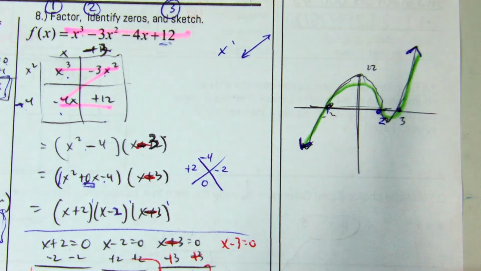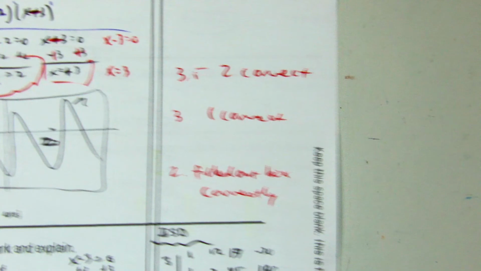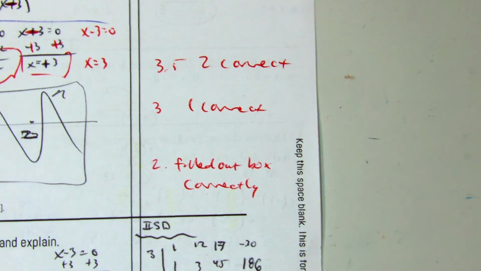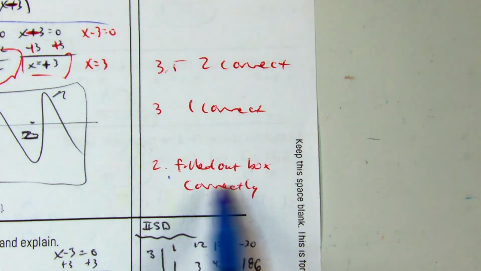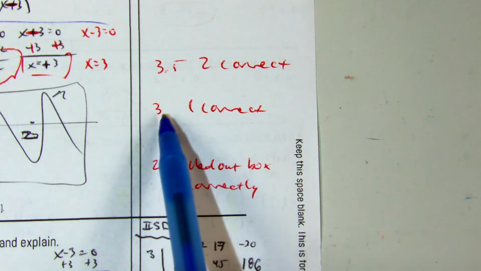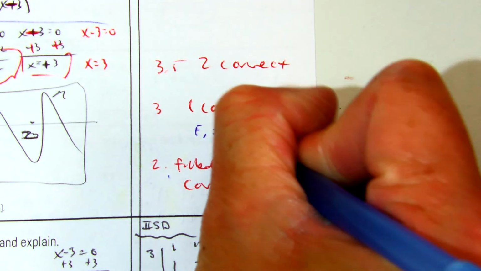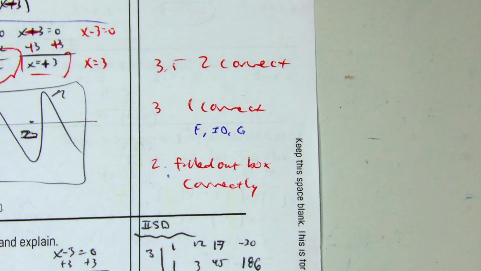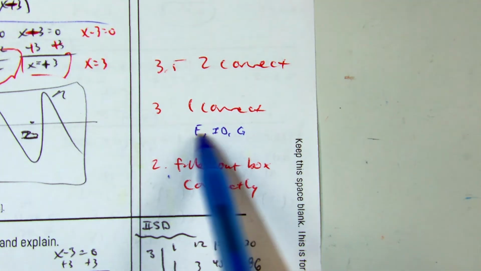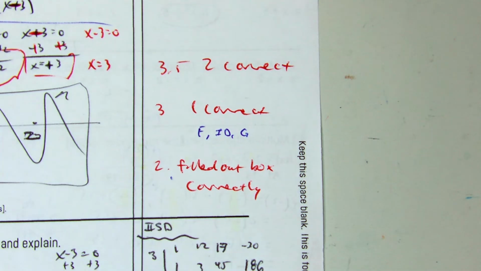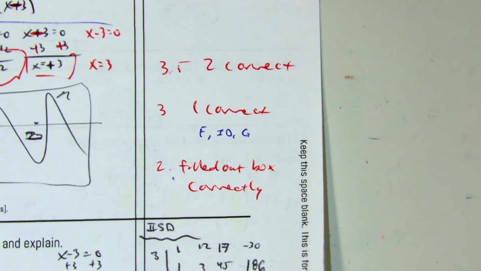The partial credit I gave was if you filled out the box correctly but you couldn't get the outside, it gave you 2 points. If you got one of them correct, whether it be factoring, identifying the 0, or graph, you got 3 points. And if you got 2 of these correct, then you got 3.5. And then question number 9.